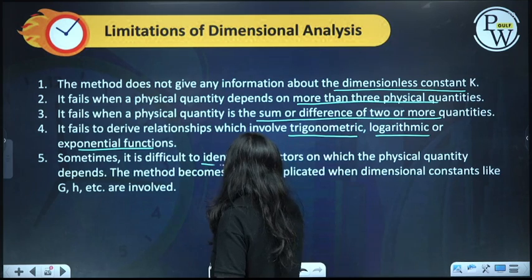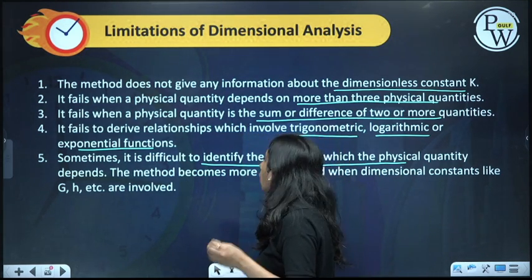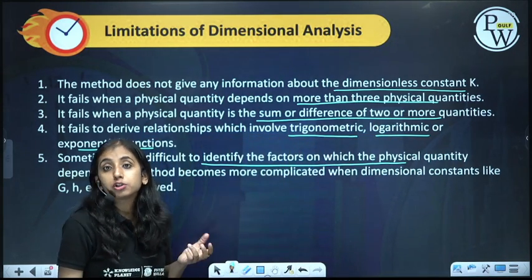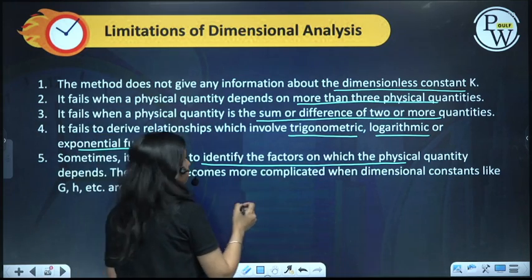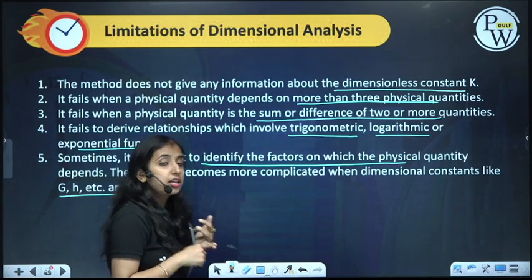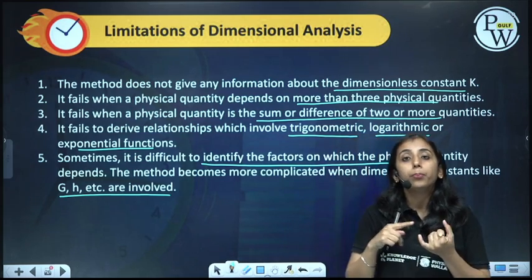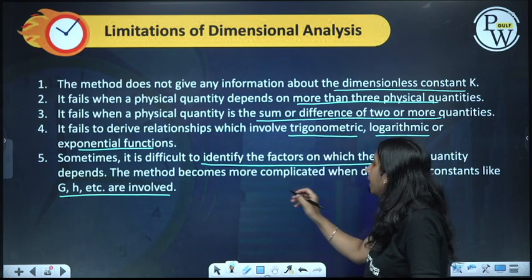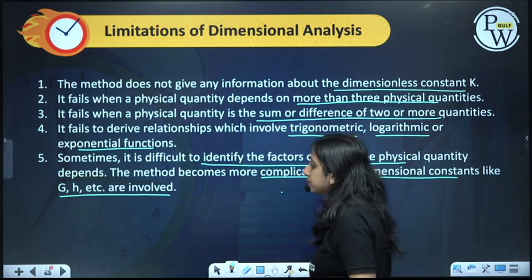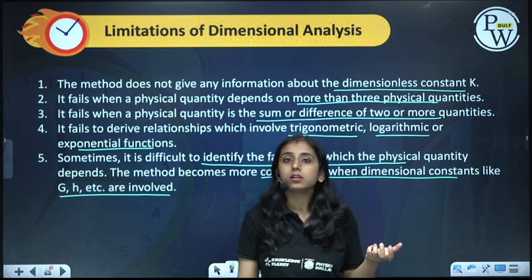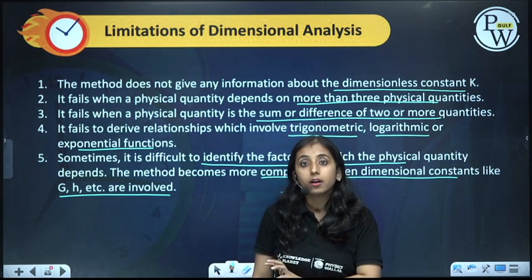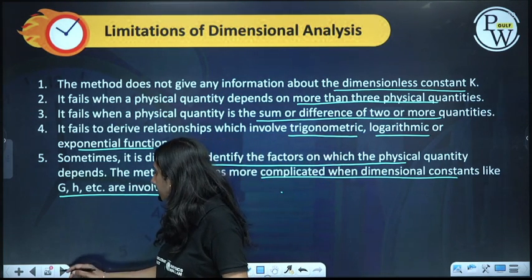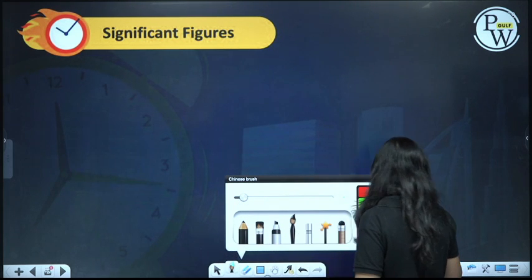Sometimes it is also difficult to identify the factors on which a physical quantity depends because some relations have dimensional constants, just like G, h, the gravitational constant, Planck's constant, or permeability, permittivity. All these are dimensional constants. So whenever an equation has these dimensional constants, this method becomes complicated. We can only use it where we have a dimensionless constant. So these are the limitations of dimensional analysis. This is all about dimensional analysis.